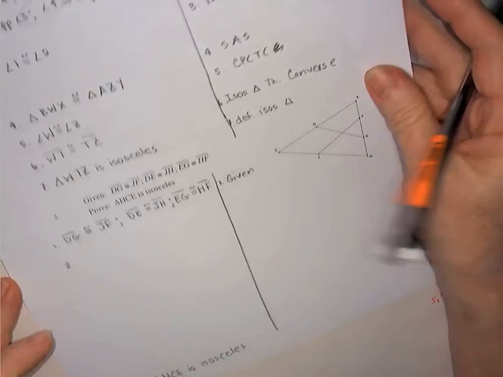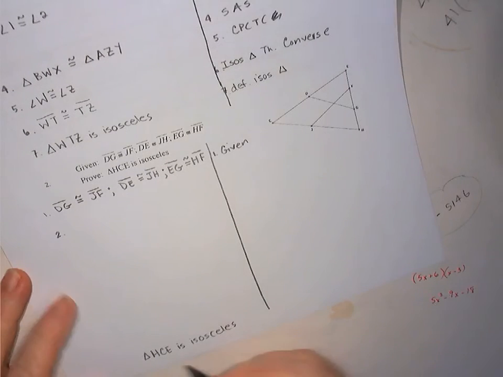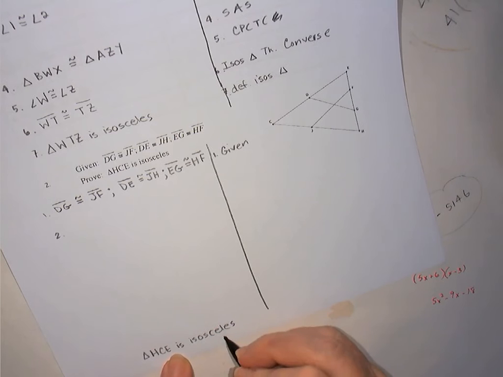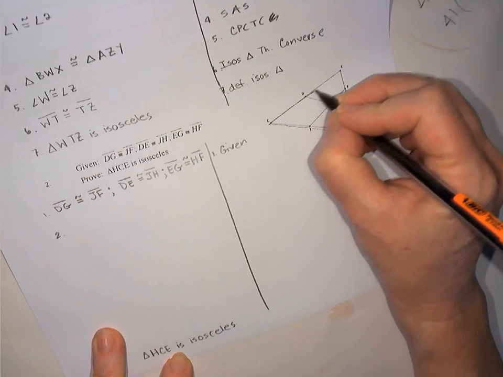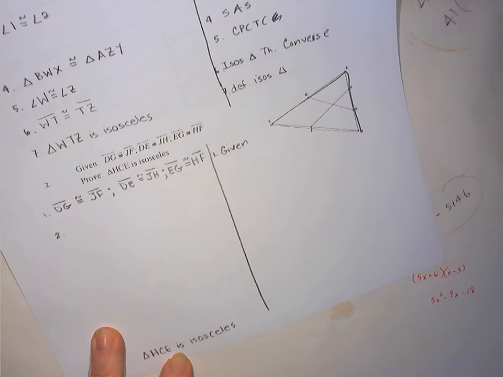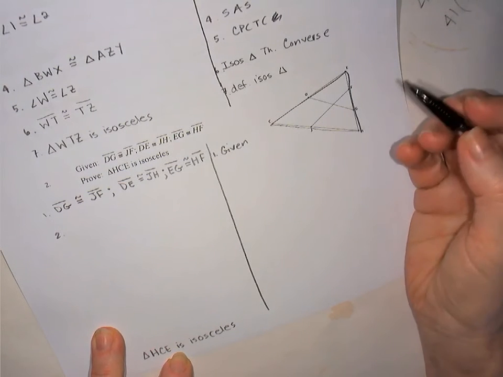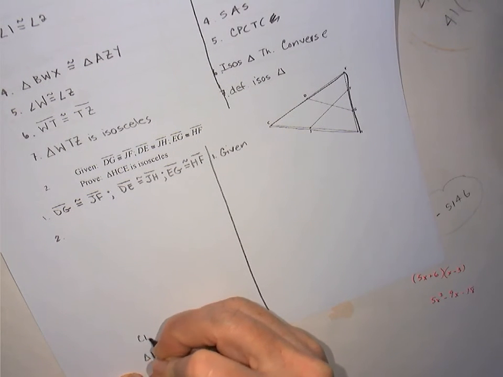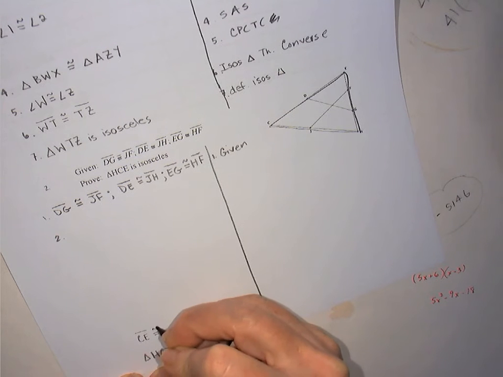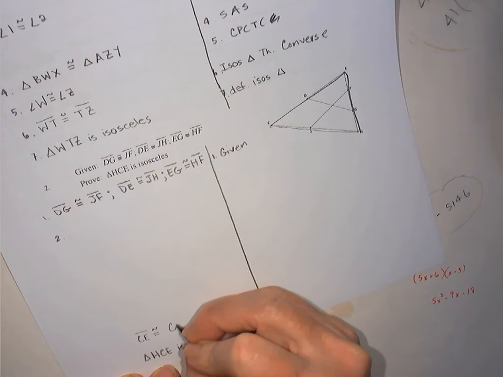Question number 2 also requires you to be kind of clever. You know that we need to get to the fact that triangle HCE is isosceles. And HCE is this whole big triangle. What I am going to guess is that we need to prove two sides congruent. So what I'm going to aim for is that CE is going to be congruent to CH.